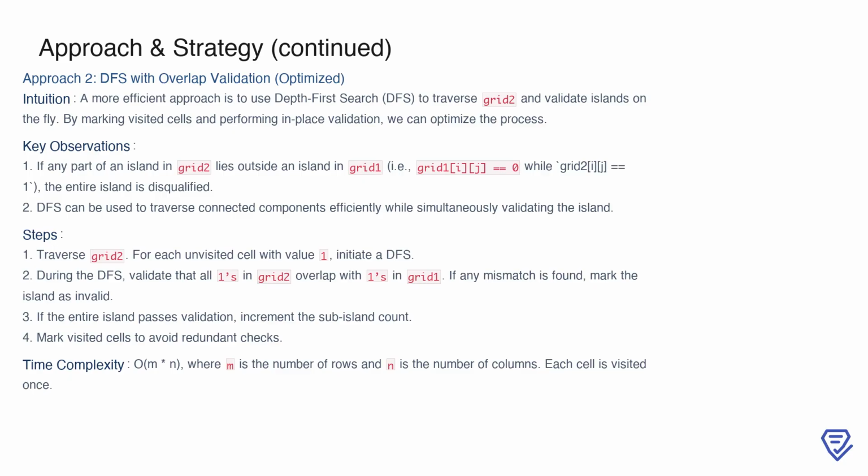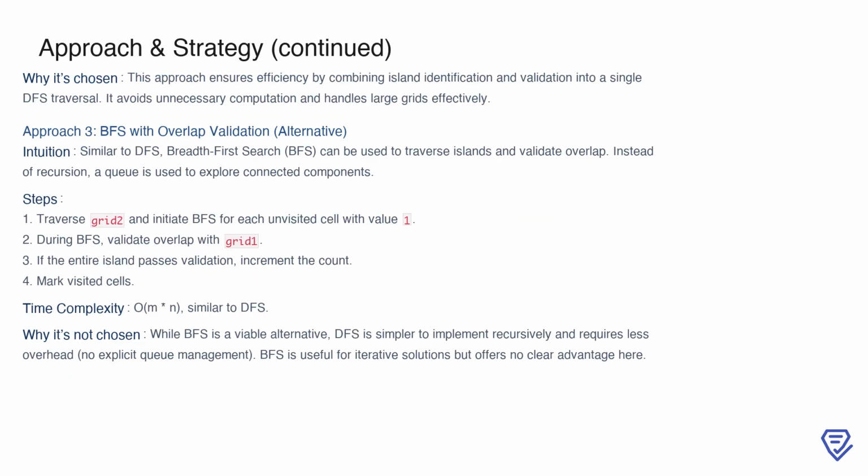This approach ensures that each cell is visited only once, resulting in a time complexity of O(m*n), making it significantly more efficient than the brute force method. The DFS approach is chosen because it strikes a balance between simplicity and efficiency. By integrating island identification and validation into a single traversal, it eliminates unnecessary computation and performs well even on large grids.